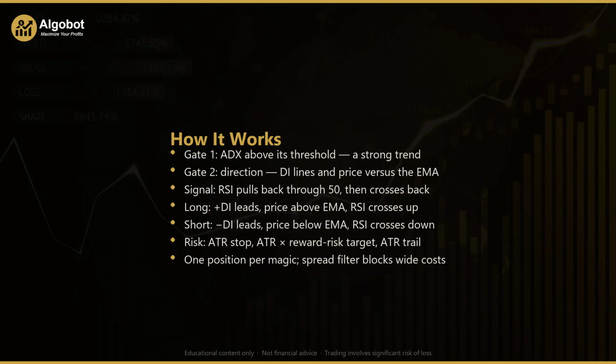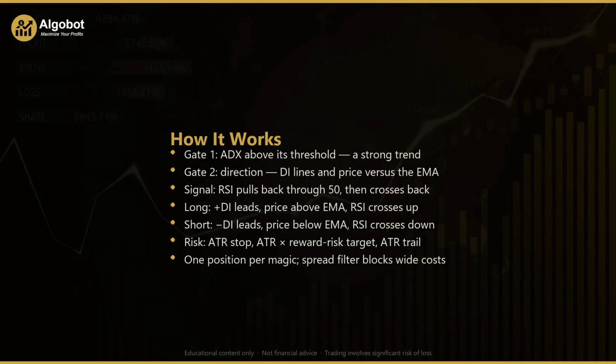Once a position opens, risk is handled entirely by the average true range, or ATR, which measures recent volatility. The stop loss is placed a set number of ATRs away from entry, 2 ATRs by default. The take profit is set at the stop distance multiplied by the reward to risk value, which defaults to 1.8, meaning the target is nearly twice the distance of the risk. So on a long, the stop sits 2 ATRs below entry and the target sits well above it.